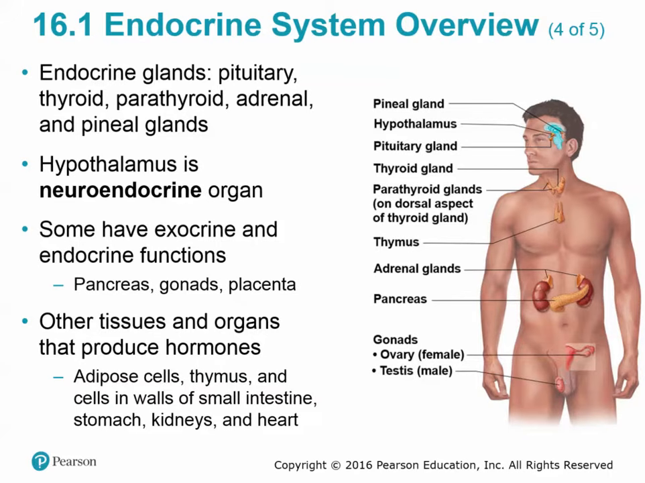Some other tissues and organs can also produce hormones that we'll look at. So adipose cells, these are just fat cells, the thymus, some cells of the small intestine, the stomach, the kidneys, the heart. They all secrete maybe specific hormones, but they're not actually considered endocrine organs.